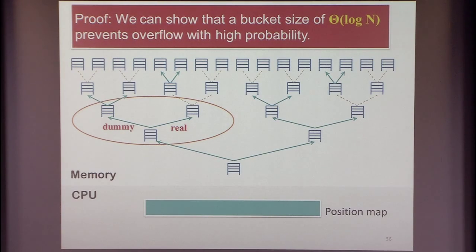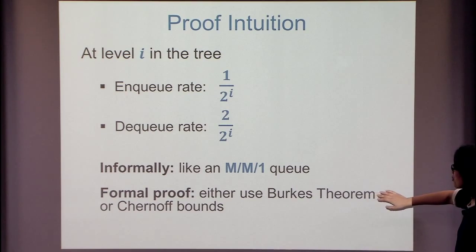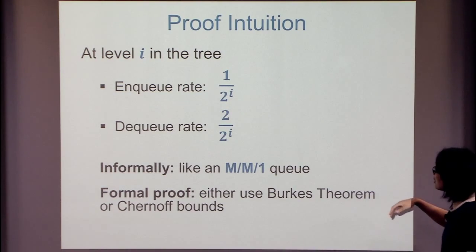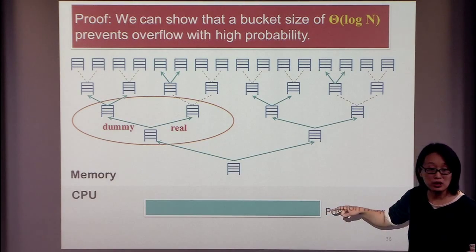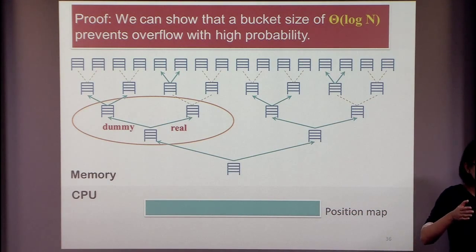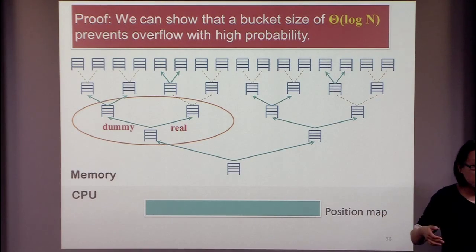Okay, so the idea is actually very simple. Why is it log n? And the intuition is very simple. I'm not going to do the formal proof. The formal proof is going to take a little more effort. The idea is we can think of each bucket as a queue, and we just want the dequeue rate to be a constant factor larger than the enqueue rate.